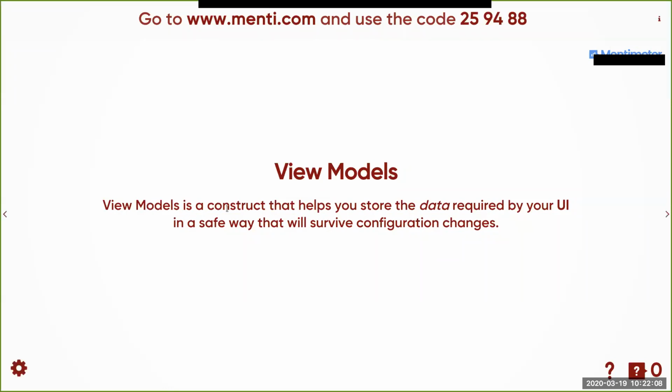However, a view model will help you store the data and survive configuration changes, which means even if you rotate your phone, the view model will still be able to retain the data that was there before you rotated the phone. So the general recommendation here is that all the data required by your UI, you should store in the view model. The view model is like a data container for everything your UI needs to stay up to date.